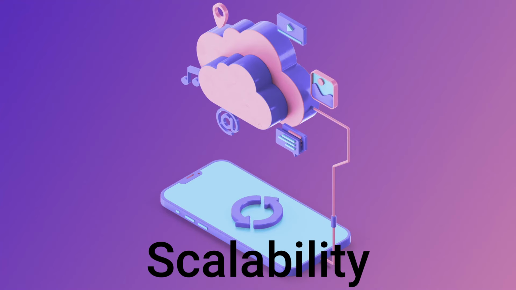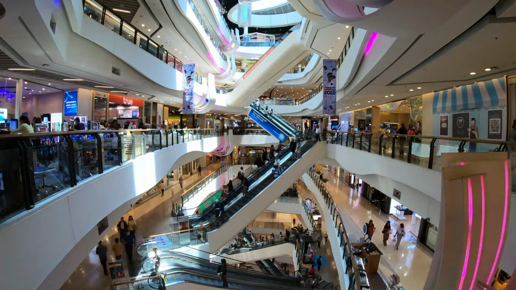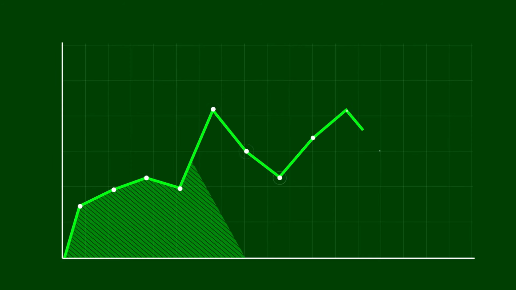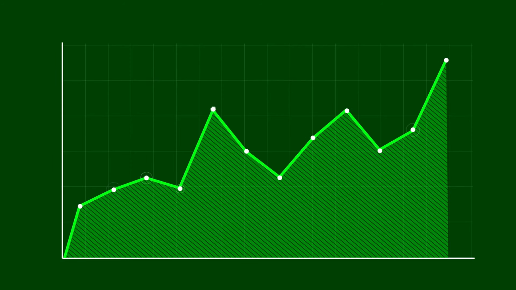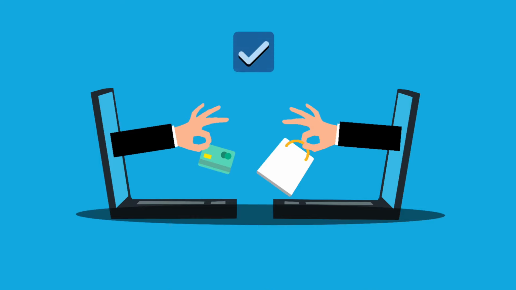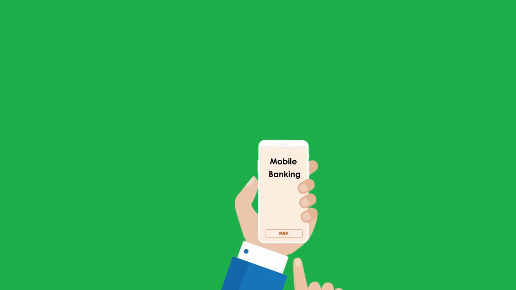Next is scalability. Think of it like expanding your store when you have a big sale. With cloud computing, you can easily grow or shrink your resources to meet your needs. Next characteristic is pay as you go. Just like paying for electricity, you only pay for what you use. If your event website gets more traffic, you pay a bit more. If it is quieter, you pay less.